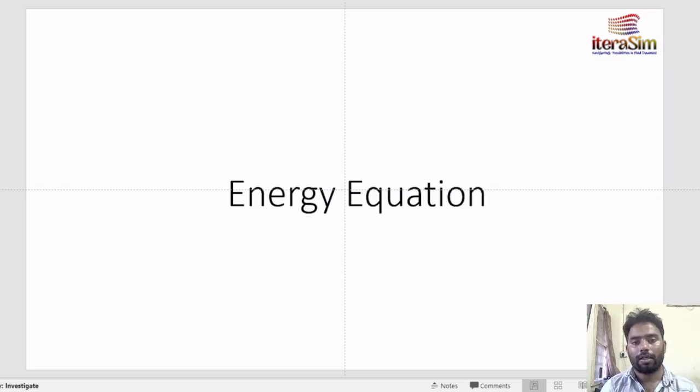In this tutorial I am going to start with the derivation of the energy equation, and after that I am going to show you how these different terms have been coded in OpenFOAM, and after that we will also learn how the thermophysical properties are present in OpenFOAM. So this is the idea behind the complete tutorial series about the energy equations.